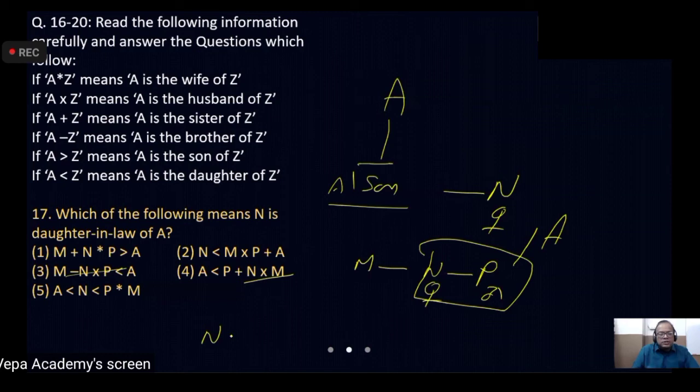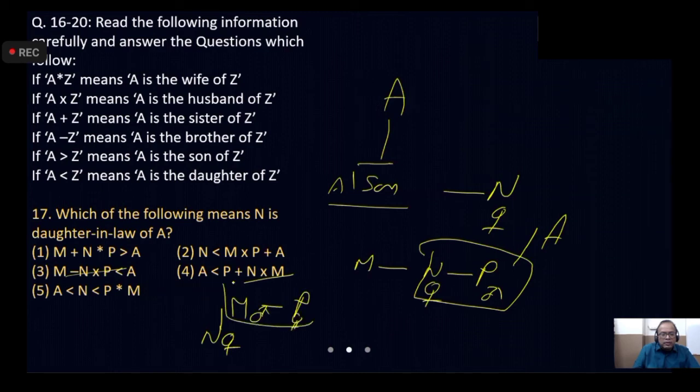So choice number 2 I'm discussing. Choice N less than M. So N is daughter of M. M into P, so M is husband of P. So male, female. Then P plus A. What is the meaning of plus? P is sister of A.